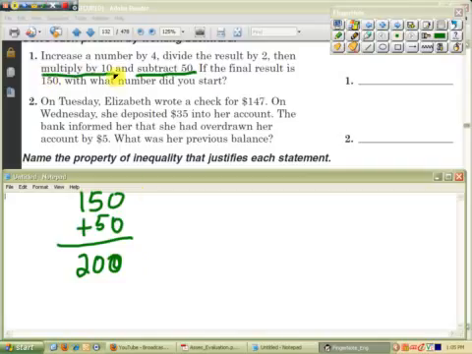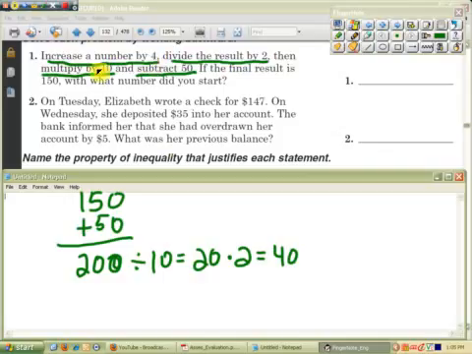Then they multiplied by 10, so you want to divide by 10. That'll give you 20. Before that, they divided by 2, so you want to multiply by 2. That gives you 40. And finally, the first thing they did was they increased a number by 4, so they added 4. So you want to subtract 4. That's why the answer is 36. So do everything backwards. Start with the number they give you at the end of the sentence and do everything backwards.